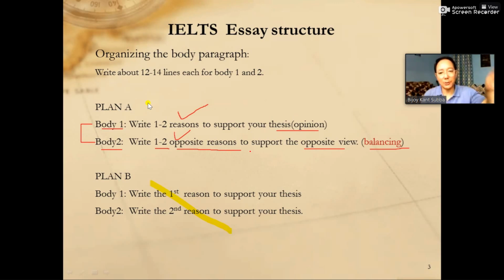Conclusion छोडदौं न अहिले, बडी प्याराग्राफमा आउँदैछौं हामी. बडीमा आउँदाखेरि चाहिँ तिमीले डिसएग्री गर्यौ भने you have to give two reasons why you disagree. Body 1.